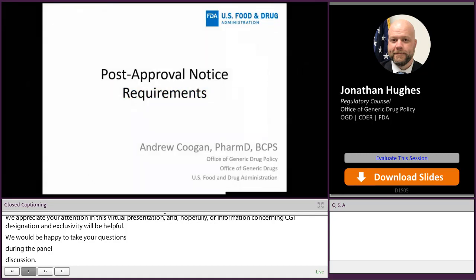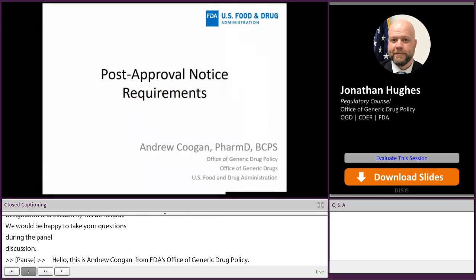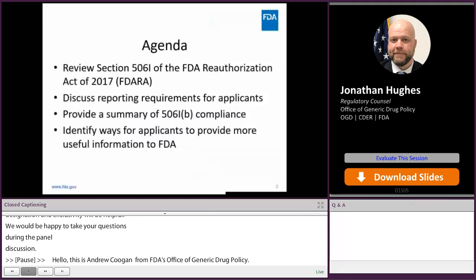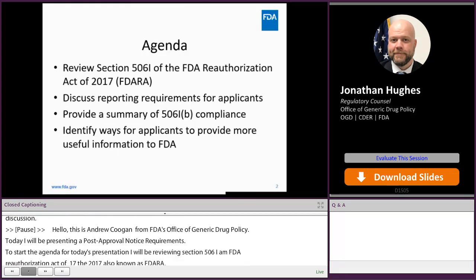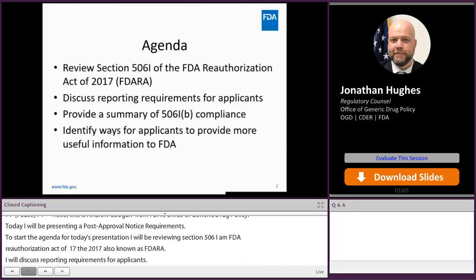So to start, I have the agenda for today's presentation. I will be reviewing Section 506I of FDA's Reauthorization Act of 2017, also known as FDARA. I will discuss reporting requirements for applicants. I will provide a summary of 506IB compliance. And last, I will identify ways for applicants to provide more useful information to FDA in 506IB submissions.